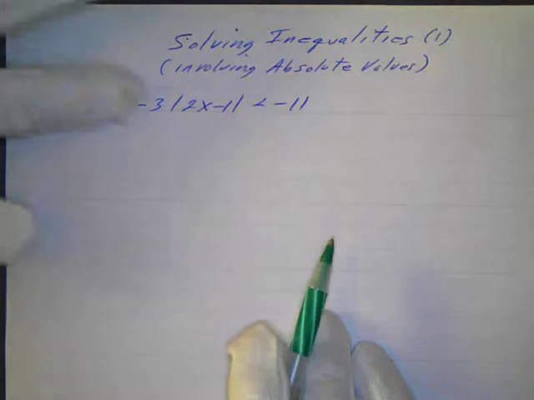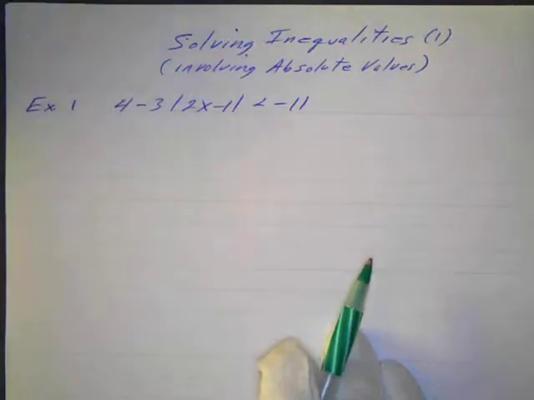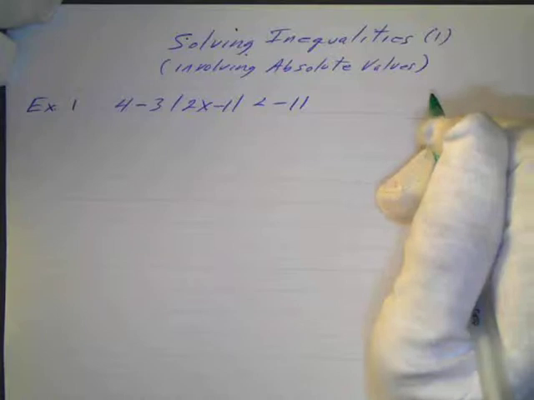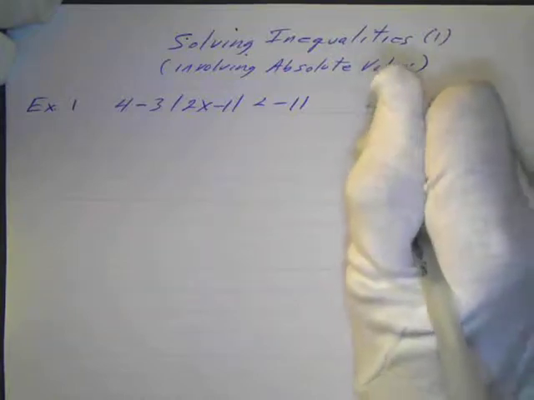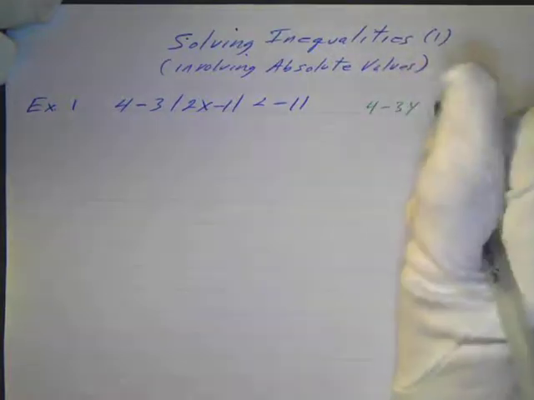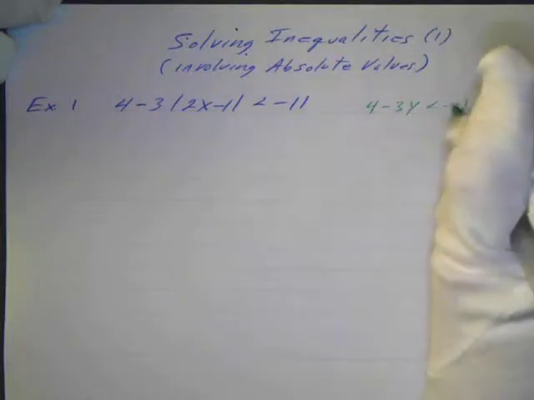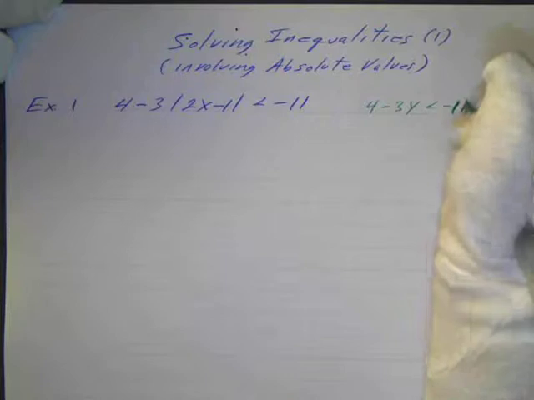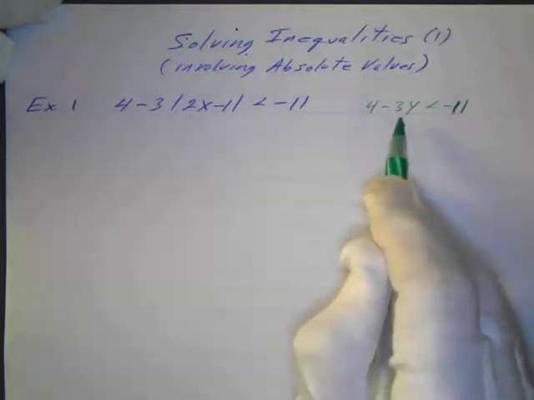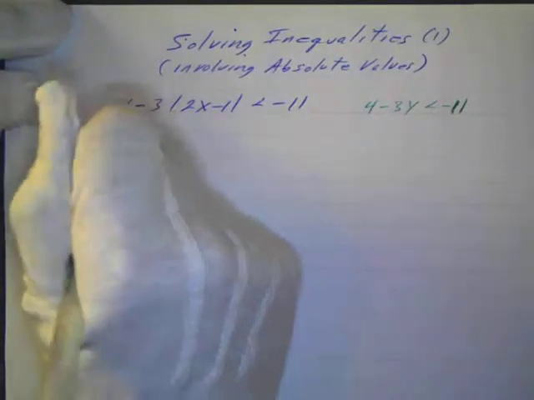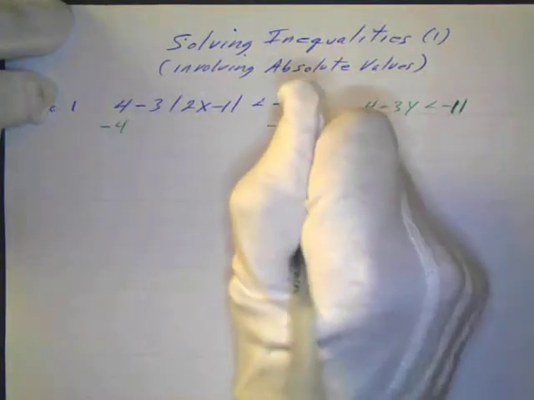So we want just this part here. We could treat this like an equation, and we could call the absolute value of 2x minus 1 y. This would be like 4 minus 3y is less than negative 11. If we had this inequality, how would you solve that? Well, the first thing you'd want to do is remove the 4 from both sides and then the 3, and then you would have just the y. That's what we're trying to do over here. So the first thing we'll do is just subtract 4 from both sides.